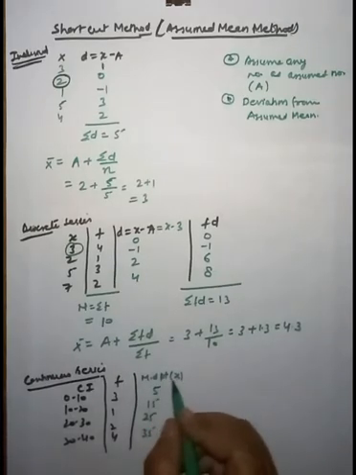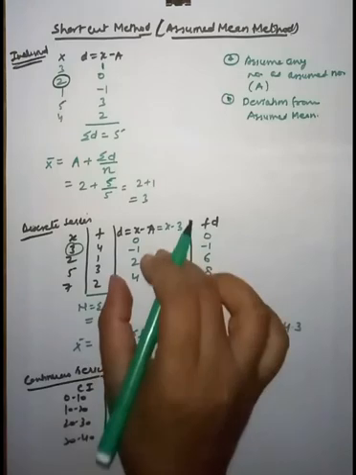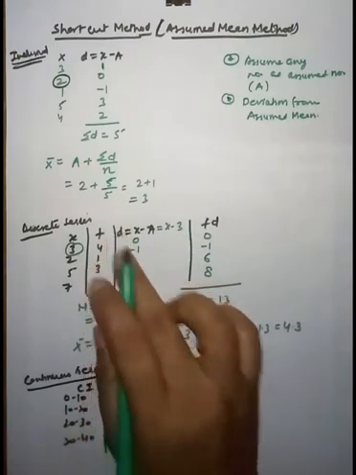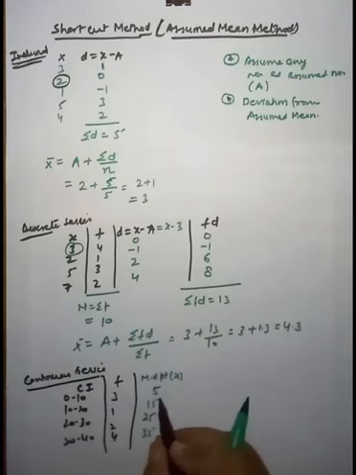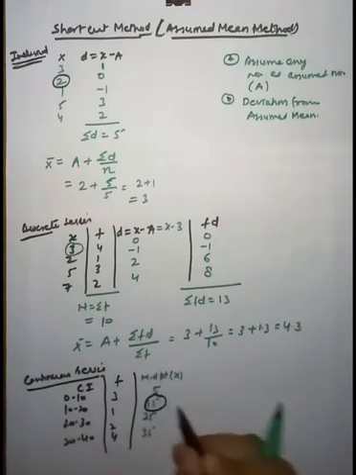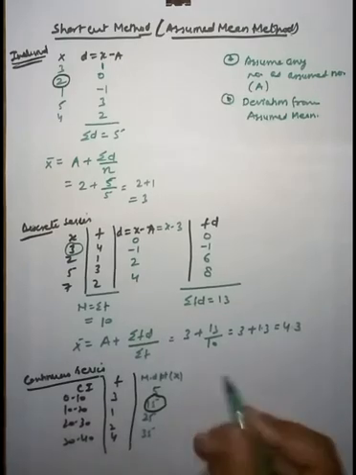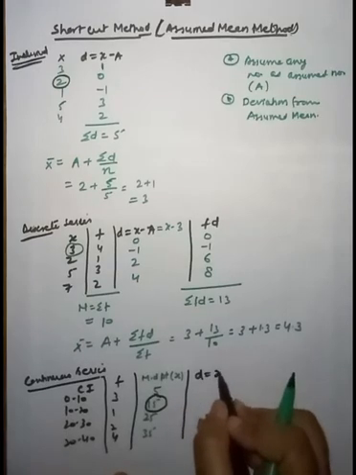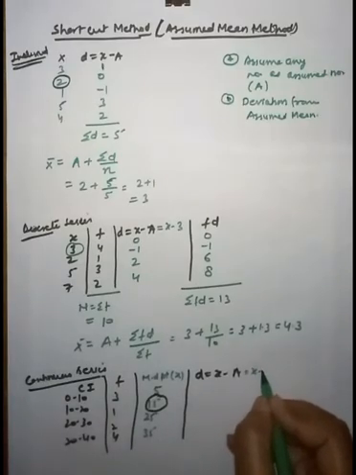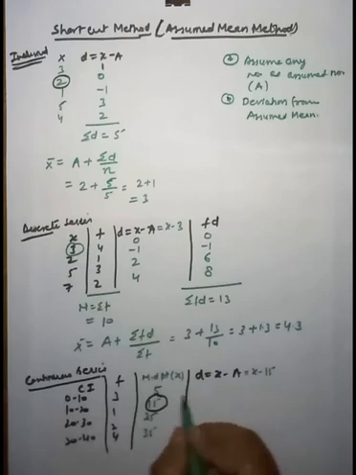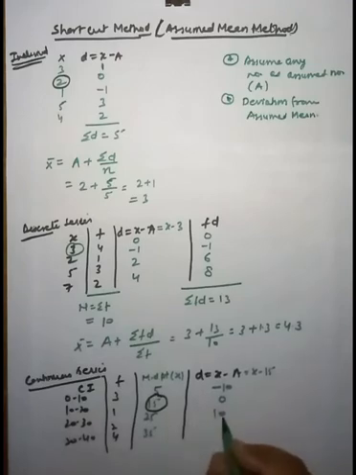Now this is just like a discrete series, so we are using the shortcut method. Take an assumed mean from the midpoints. Suppose I have taken the assumed mean 15. Now make the column of deviation, x minus a. So 5 minus 15 is minus 10, 15 minus 15 is 0, 25 minus 15 is 10, and 35 minus 15 is 20.